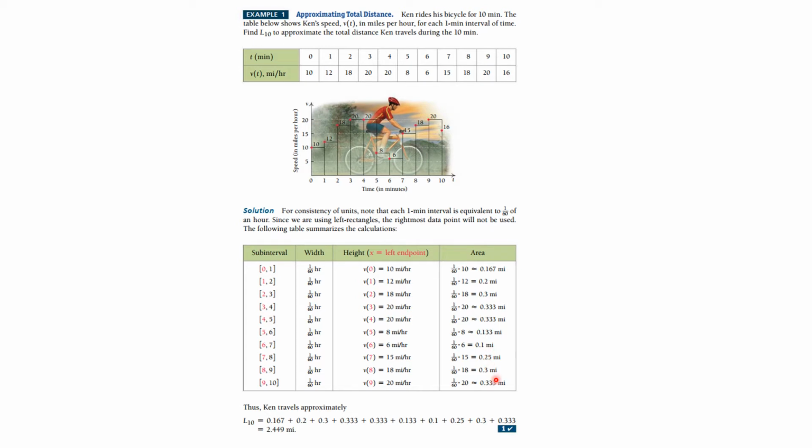I do all of those calculations. I would encourage students to actually verify these calculations, but then you would find how far does Ken travel, and Ken travels approximately 2.449 miles.